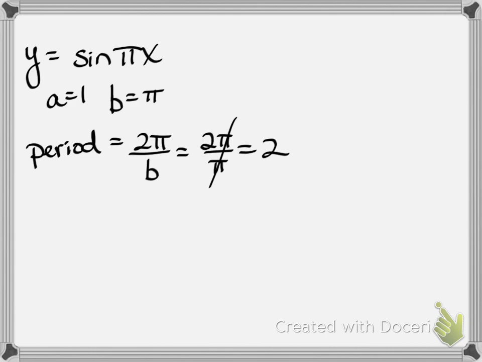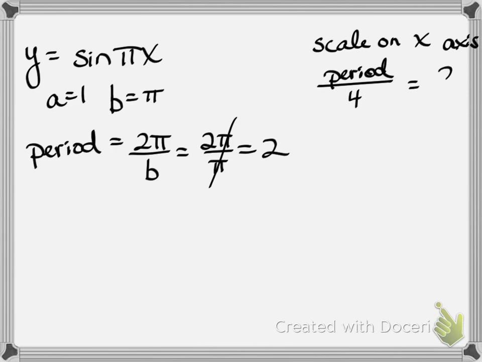Now we need to get the scale on the x-axis, because it is important that we get those 5 points to use to graph our sine function. And what you can always do to figure out what to count by is you could do the period divided by 4. So for us, we have a period of 2 divided by 4, so we get a half. So we're going to count by halves.